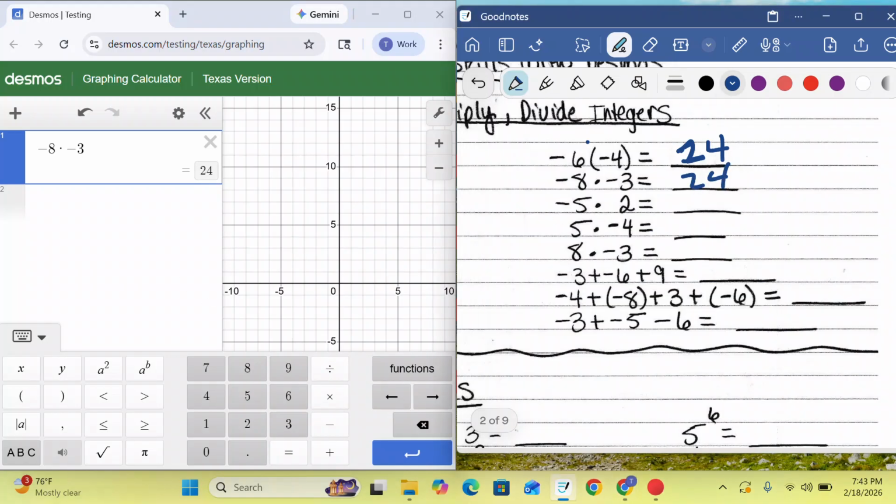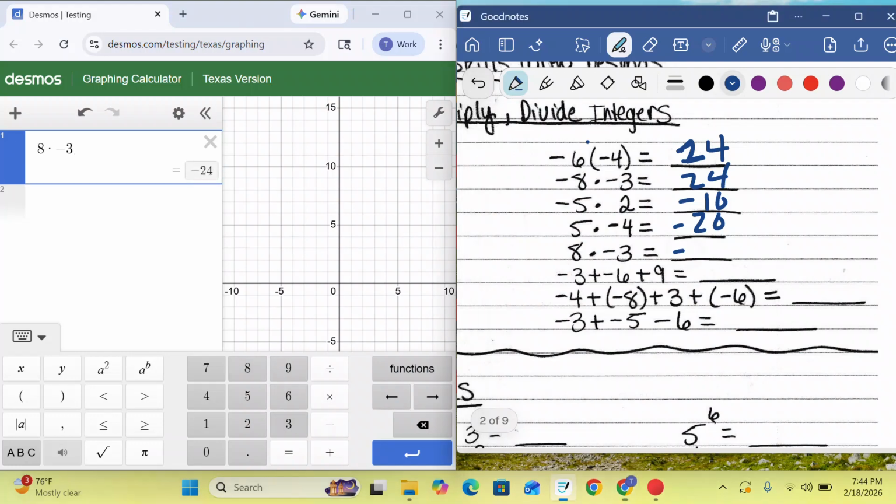And then we have -5 times 2. Negative 5 times 2, that is a negative 10. We have a 5 times negative 4, so I'm going to go ahead and input 5 times negative 4. And that gives me negative 20. 8 times negative 3.